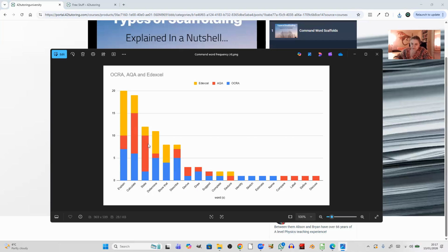State is up there, especially for AQA, but state is only ever one mark, which means that if you were to weight these frequencies by how many marks each is worth, state would come much further down. So calculate, determine is up there, show that is up there. Can you see the next one, the wordy ones? The wordy ones are the ones that people struggle with. So explain, then describe, then derive, draw, suggest. Can you see all of these? They're all really quite unusual.